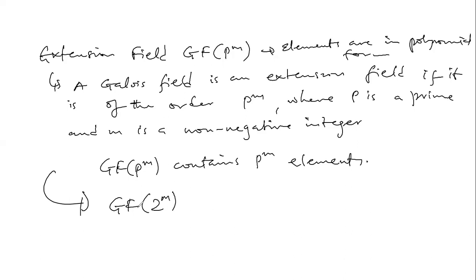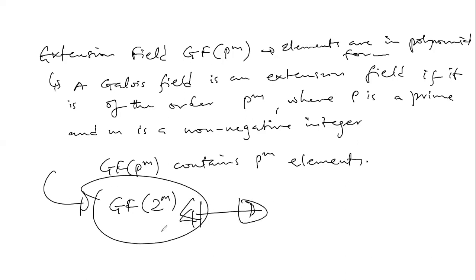Because it's of paramount interest to us in coding. So just take note of this. In coding, this is of paramount interest. So whatever we're going to be doing with the extension field is going to be the Galois field 2 to the M.